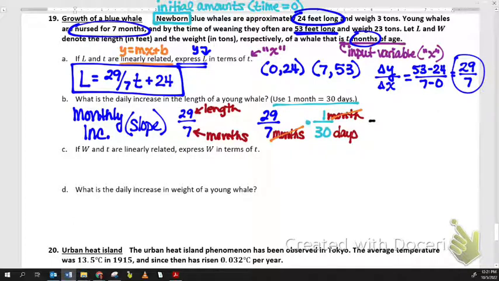So we multiply these together. I get 29 over what? 210. What kind of units would we have with that? So we're talking about length. How are we measuring the length? In feet. So this is going to be 29 over 210 feet per day.